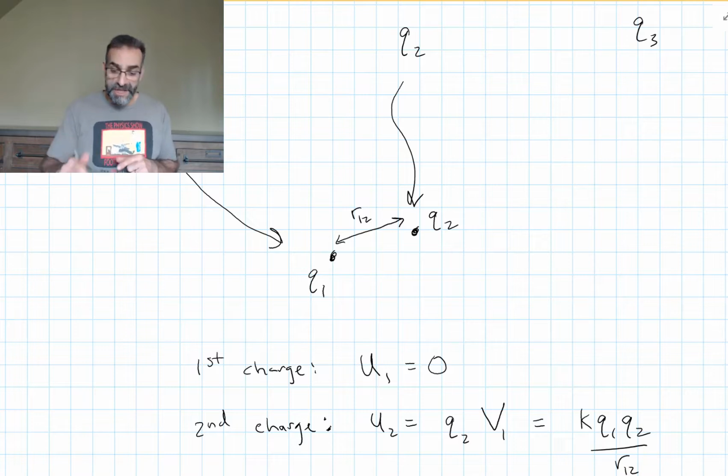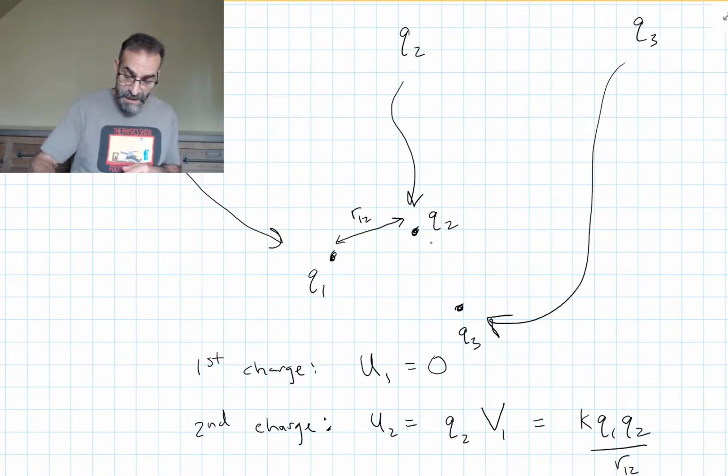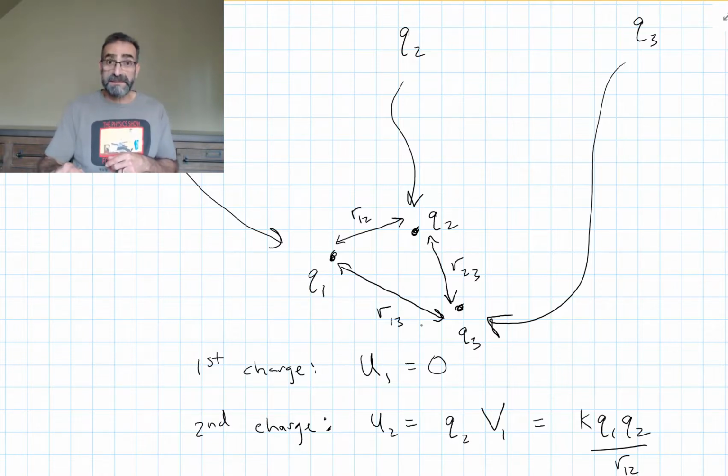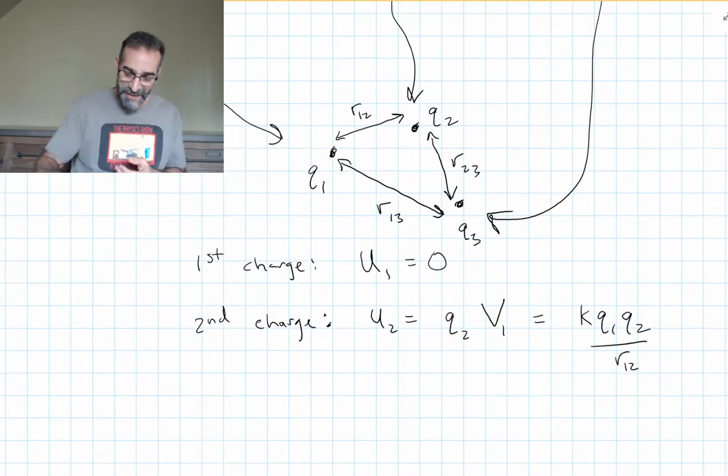Now we bring the third charge in. We have a distance between these two charges of R23, and a distance between these two charges of R13. When we bring Q3 in, it's interacting with both Q1 and Q2. Maybe they're both repelling it. Maybe all 3 of these charges are the same sign, and both Q1 and Q2 are repelling it. Maybe they're both attracting it. Maybe there's a combination: one of these charges is attracting it and the other one is repelling it. But either way, we're doing some work and we can figure that out.